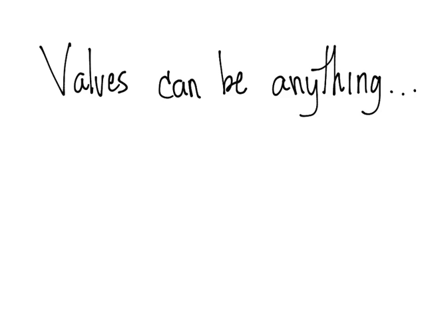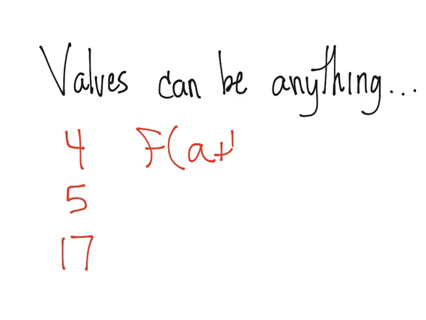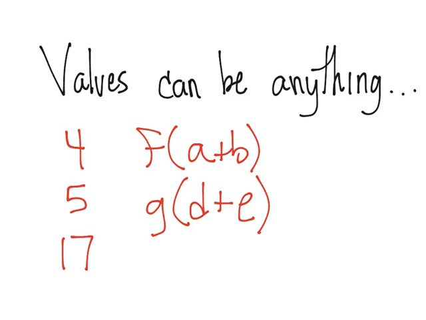But those values can be anything. While we're used to them being numbers, such as 4, 5, 17, they can also be other variables. For example, you might see f of a plus b, or for example, g of d plus e. These are simply variables instead of numbers that we're evaluating.